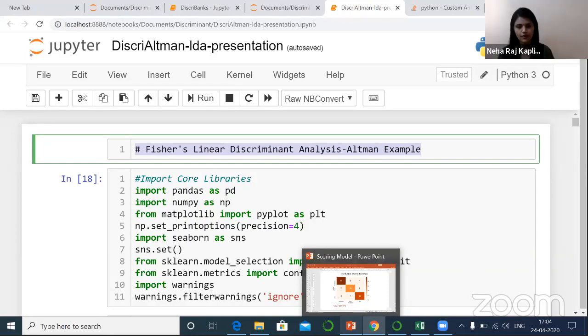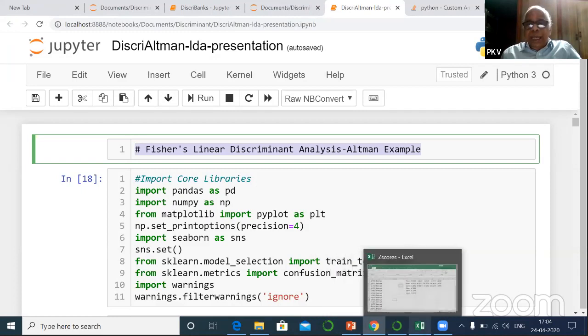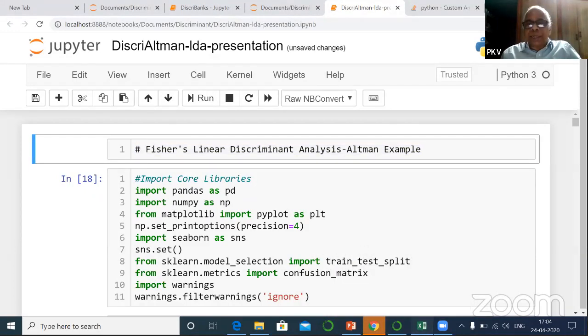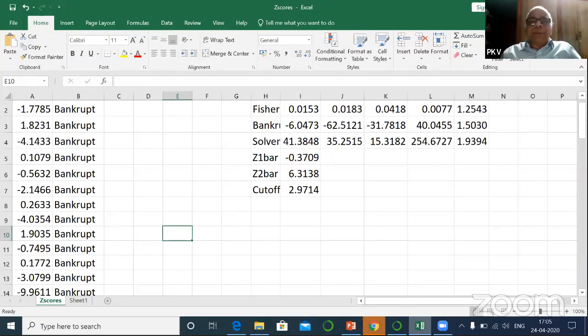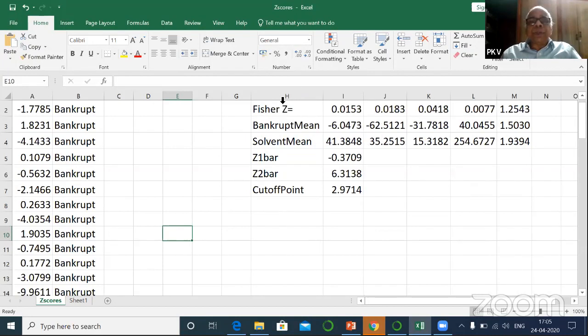The next question is by Priyanshu Soni. How do you decide the cutoff point score? The cutoff point score is the midpoint score. Let me show you here in the Excel sheet. It's good that you asked that. One minute. What I have done here, let me show you.